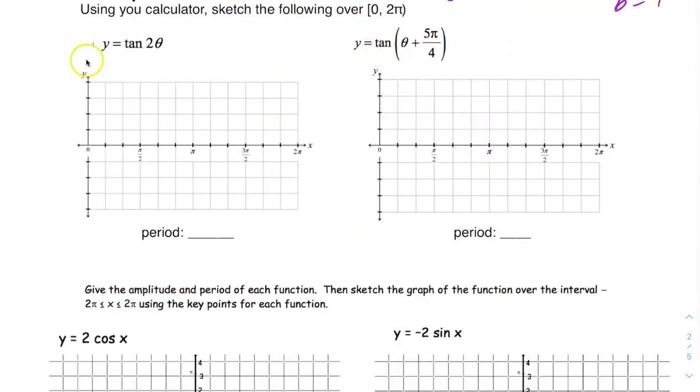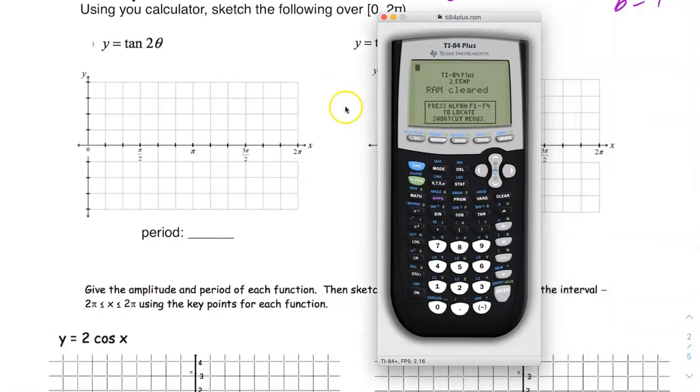So for the next problem, I want to use a calculator to sketch the following tan graphs. I think I talked about how to graph them basically, but most of the time in this class, when you find a tan graph, we're going to do it with a calculator. Next year, we'll start doing it a little bit more by hand. So with this one here, grab my calculator. There's a couple things you got to make sure of.